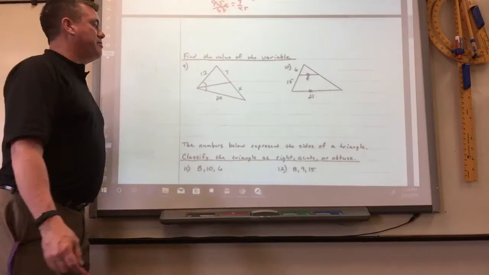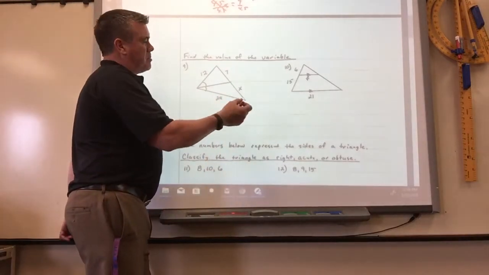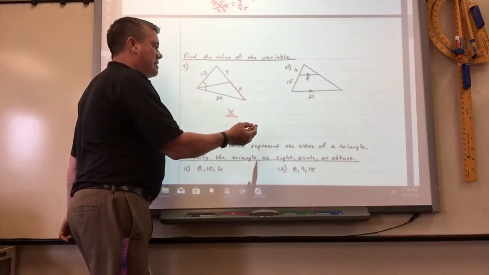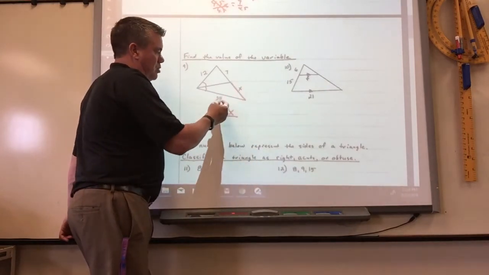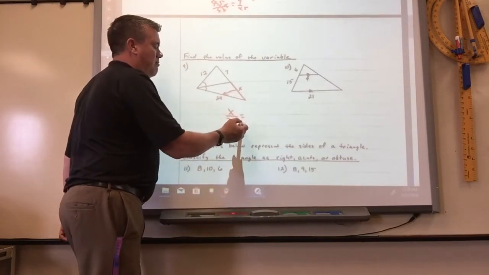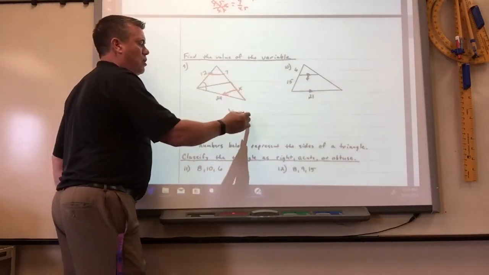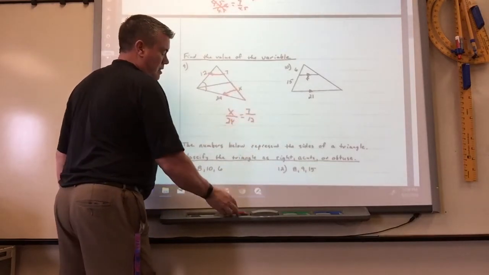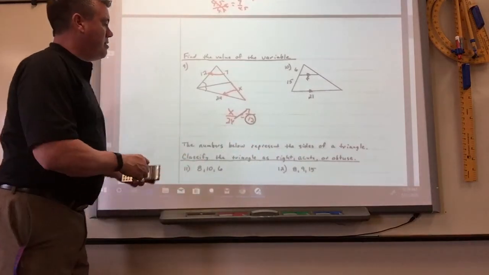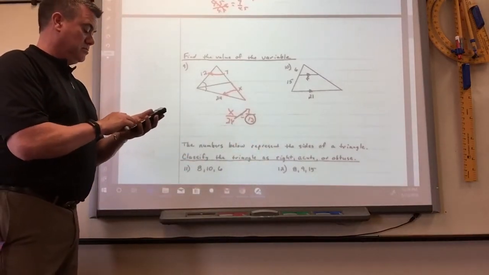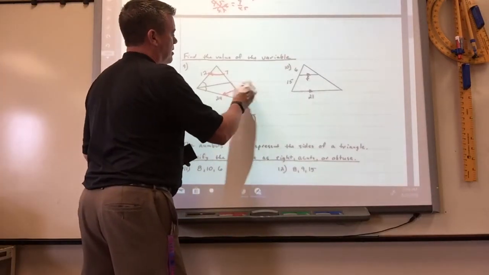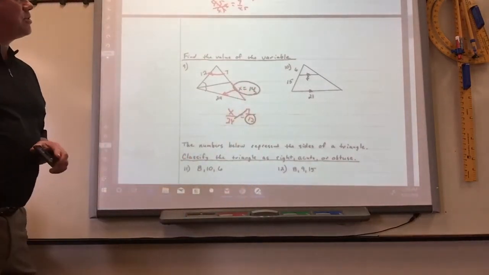More proportion stuff. You can set these up a number of ways. I always start with the x. X, and you got a choice. You can go to that or to that. If I go x to 24, you got to follow the same pattern and go 7 to 12. Then you just solve the proportion. Cross multiply and divide. And you get 14. So the picture's not very accurate, but that's all right.